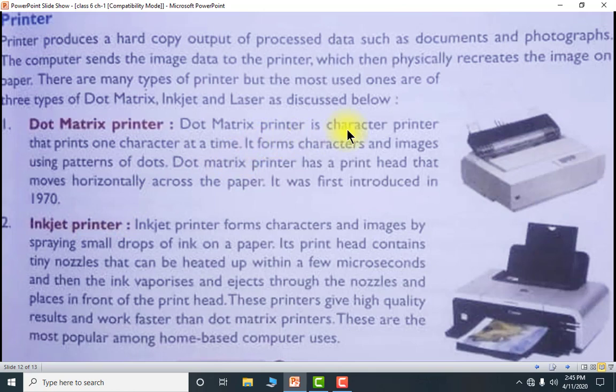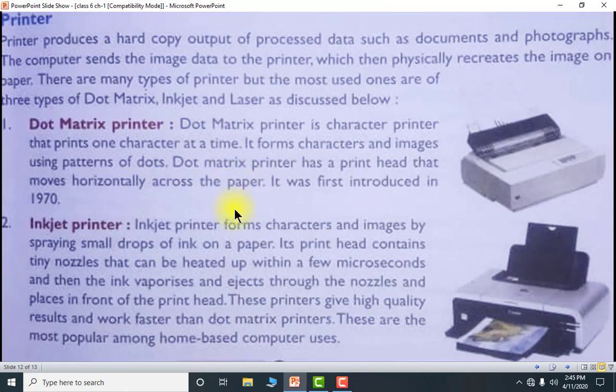Okay, so these types of printers can print one character at a time. That's why they are very slow printers as compared to the others and the laser printer. They create characters with the help of pins, so the image quality is also not very good. They are used only in places where we have to show data clearly with limited creativity.